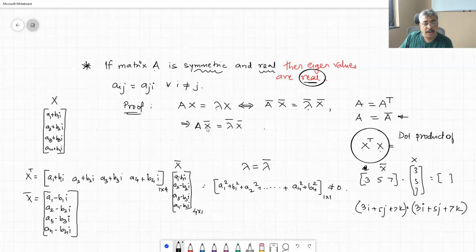A X bar is equal to lambda bar into X bar. Then we pre-multiply by X transpose, this is equal to X transpose A X bar, which is equal to, now lambda bar is a scalar. Complex or real, we don't know, but it is a scalar. Therefore, lambda bar X transpose X bar. That is the first expression that we get.